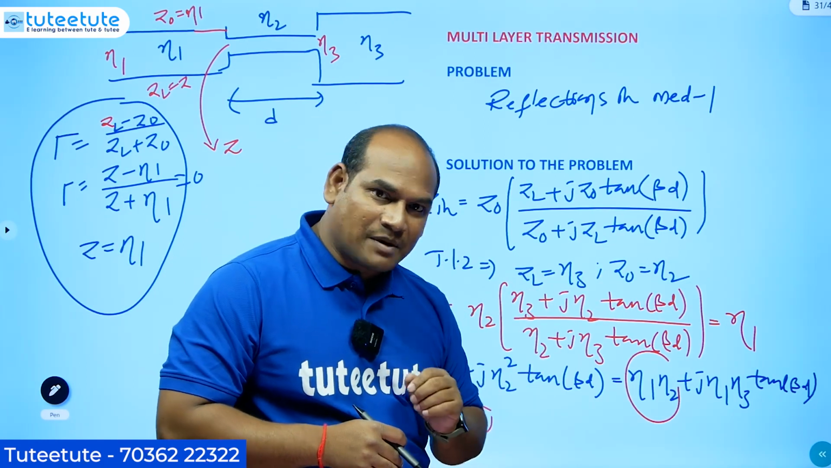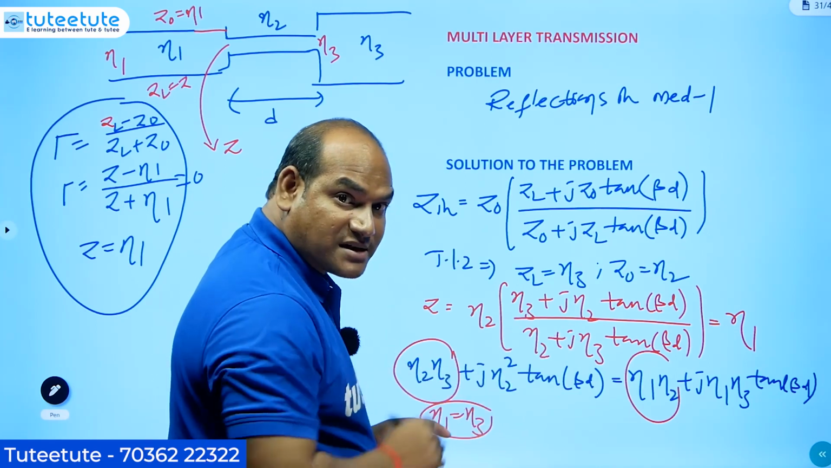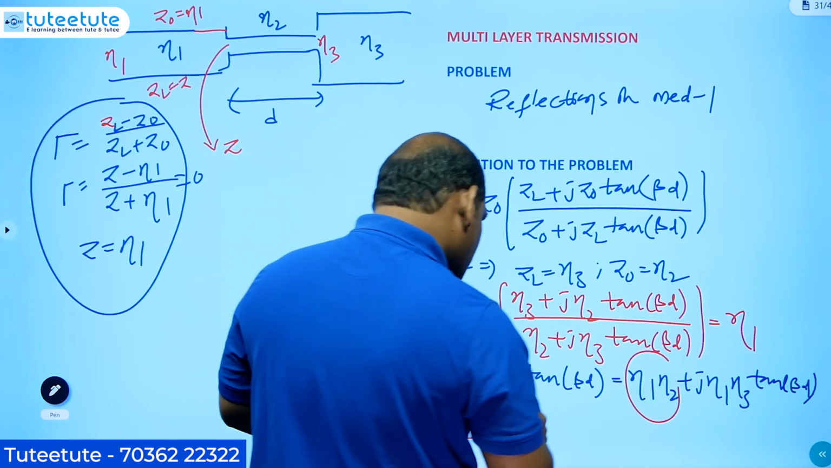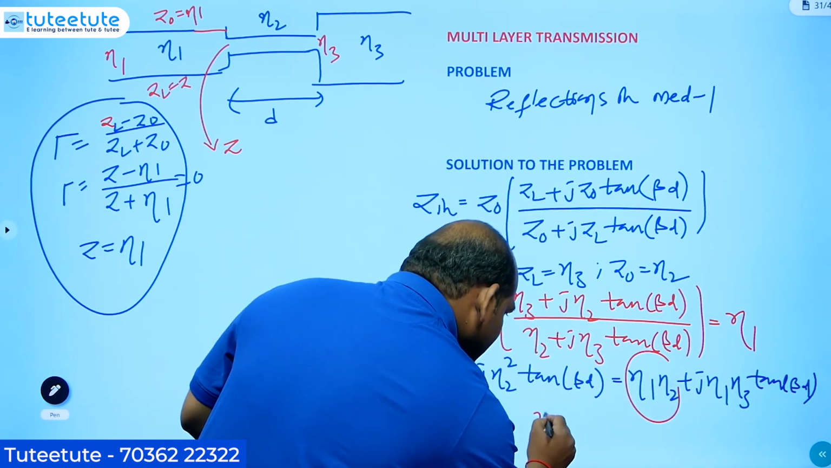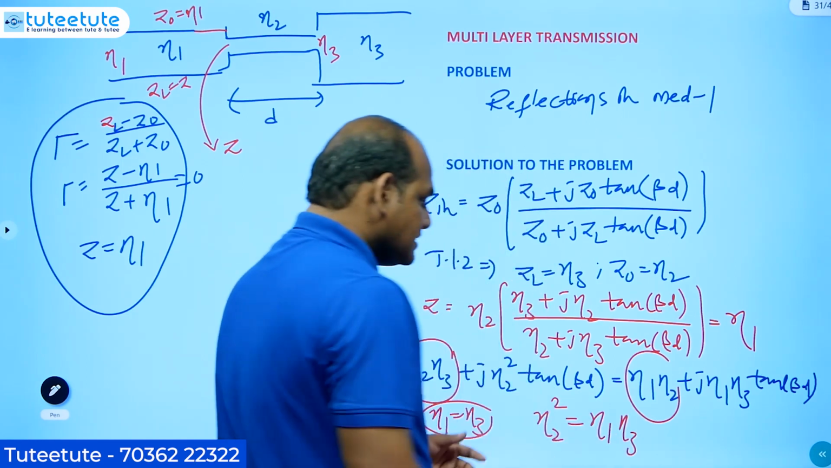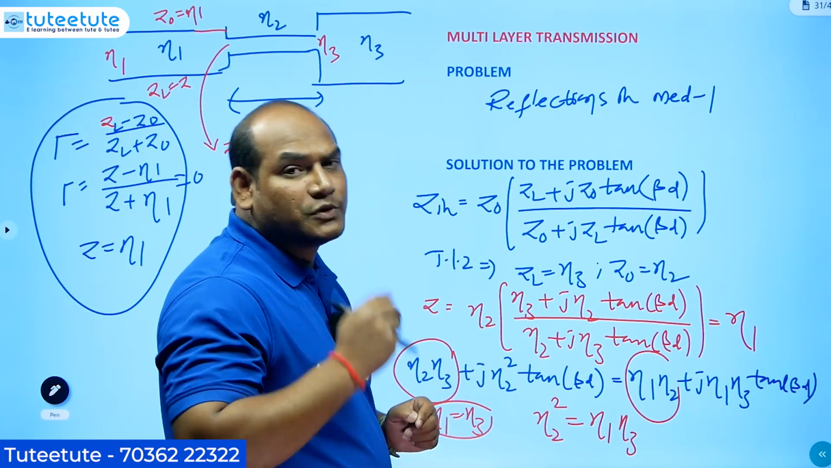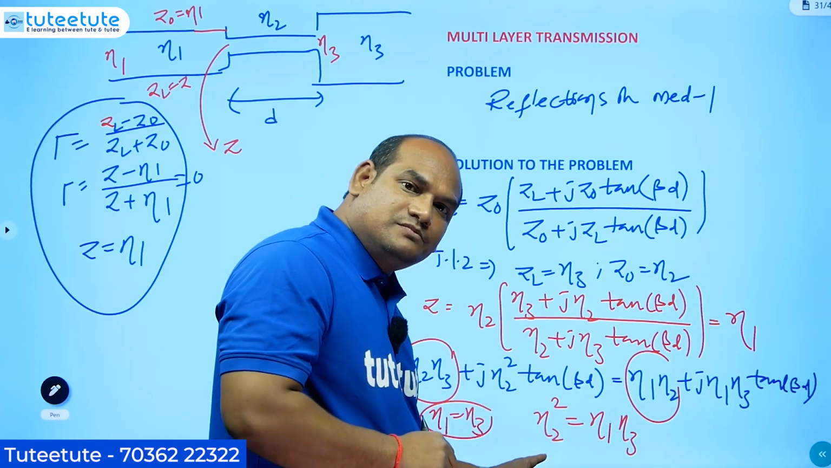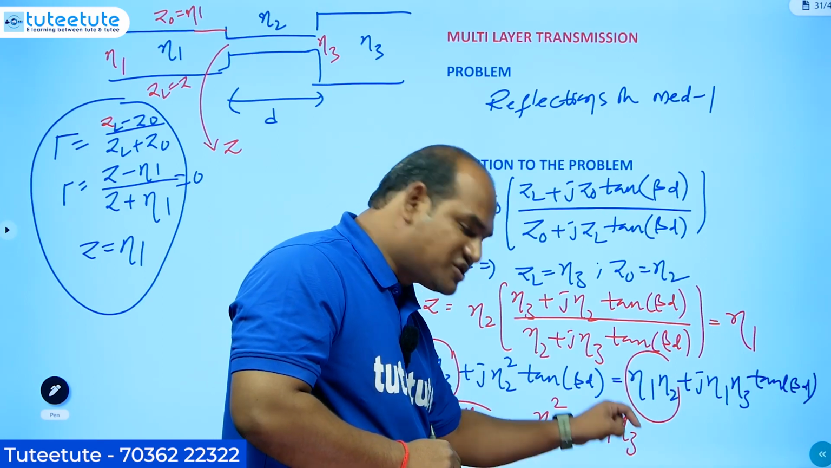At that time, what will happen? Now you compare the imaginary parts also, equate the imaginary parts. So j will be cancelled, tan terms will be cancelled, so that you will get eta 2 square is equal to eta 1 eta 3. This is the condition we got. Now you see this condition involves three impedances: eta 2 square related to transmission line 2, transmission line 1, transmission line 3.